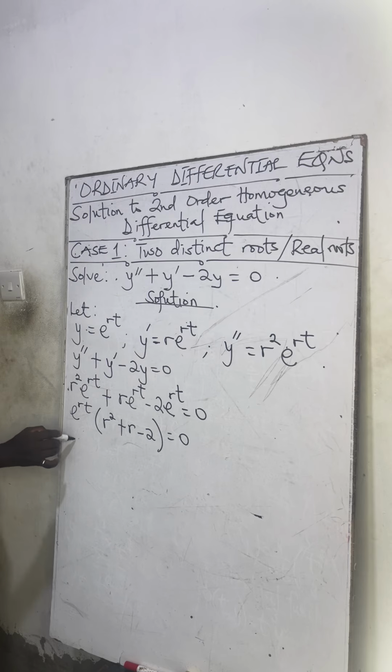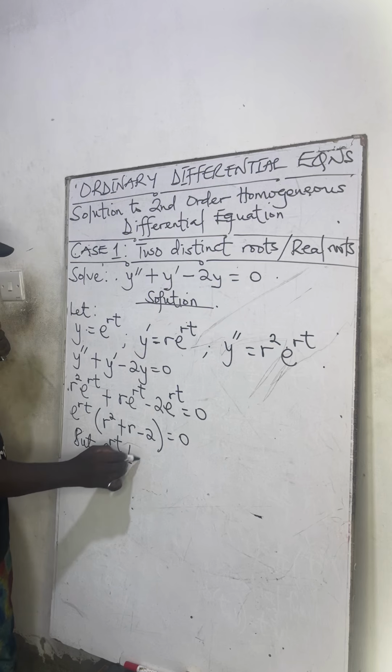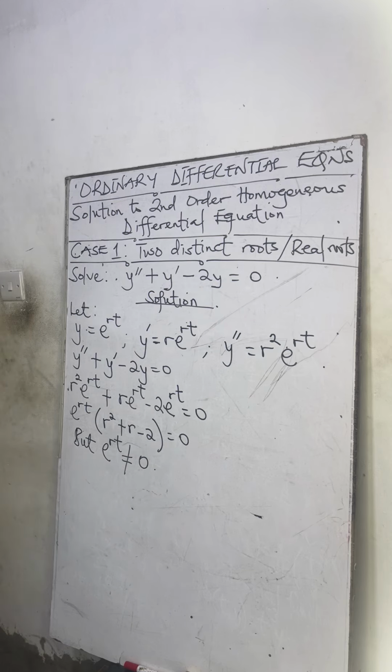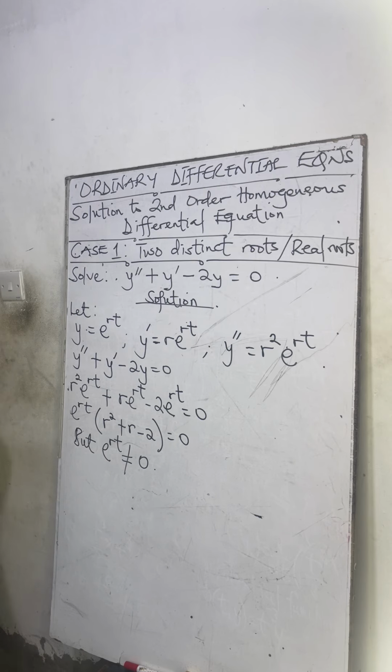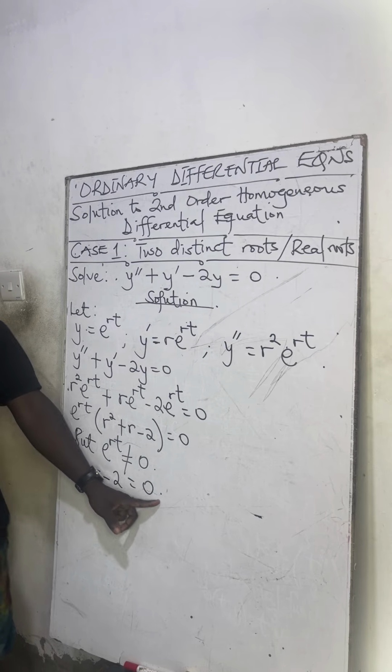Now, but our e exponent rt can never be equal to 0. Why? Because when we put in even 0 here, let's say r is 0, t is 0, it will be e exponent 0, and e exponent 0 is 1. There's no 0. So it can never be equal to 0. So r squared plus r minus 2 is equal to 0. So this can be equal to 0.